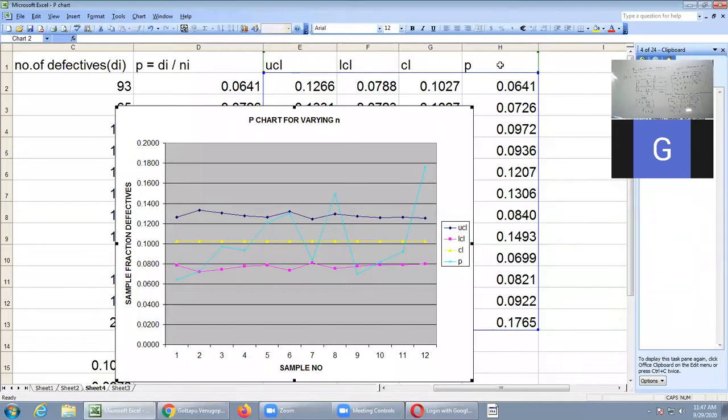CL is a fixed line. CL means what is that? Only 0.1027. That's why you are getting a horizontal line. CL is a dark line. This is yellow color. You are getting a horizontal line.